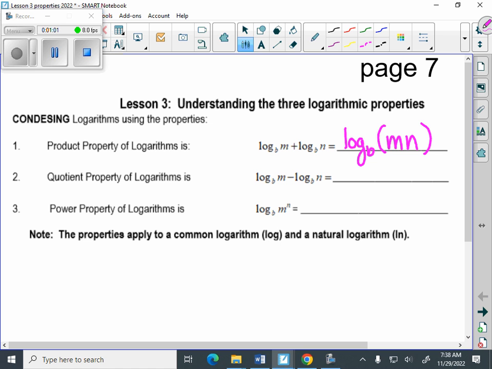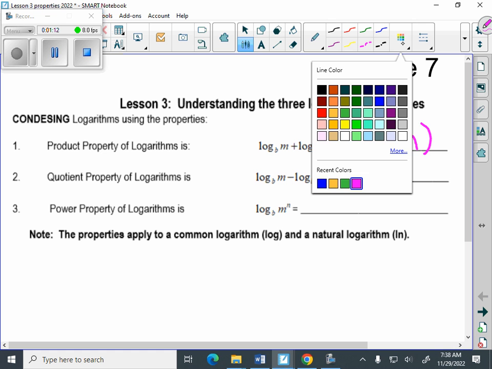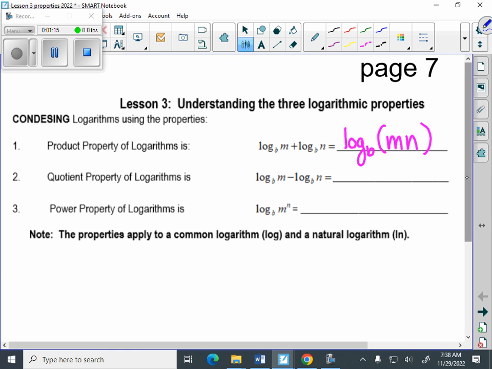The quotient property, well, if you think about quotient, when we divide terms with exponents in them, what we do is we subtract, and quotient means the answer to a division problem. So log base b of m minus log base b of n is the same, or can be condensed here, so to speak, into log base b of m divided by n. So if we know what product means, we know what quotient means, those can be helpful when we're working with the properties and remembering the properties.